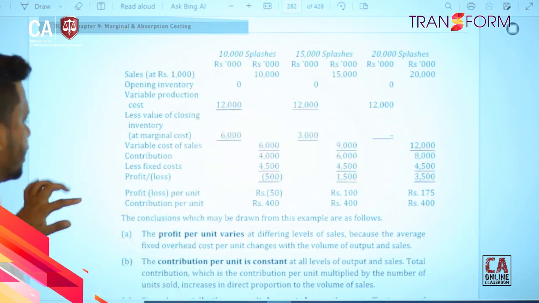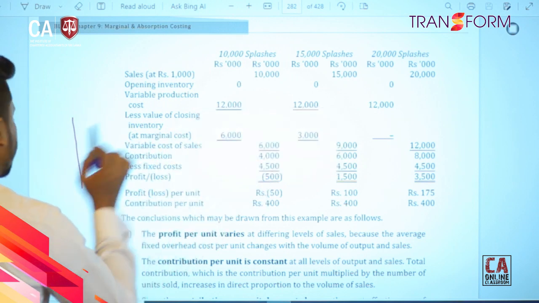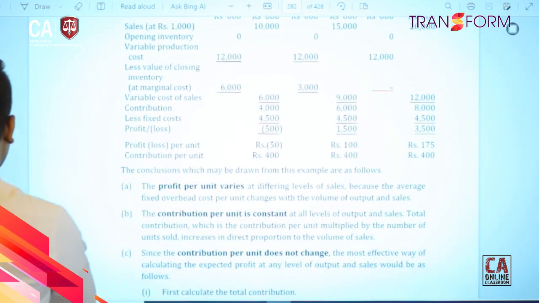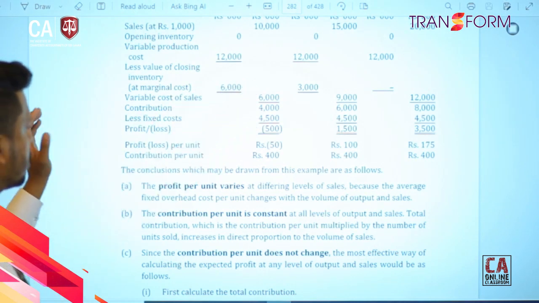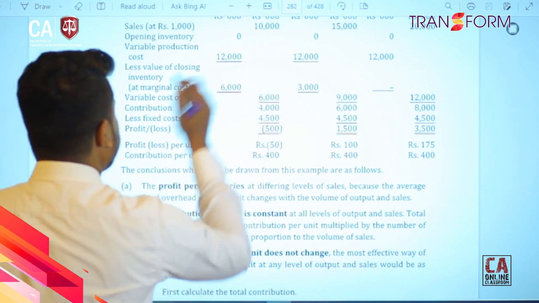So there is an additional analysis, or you have the analysis part. What is that? Here you are going to calculate profit per unit and contribution per unit. How can you calculate the profit per unit? You can take the profit.